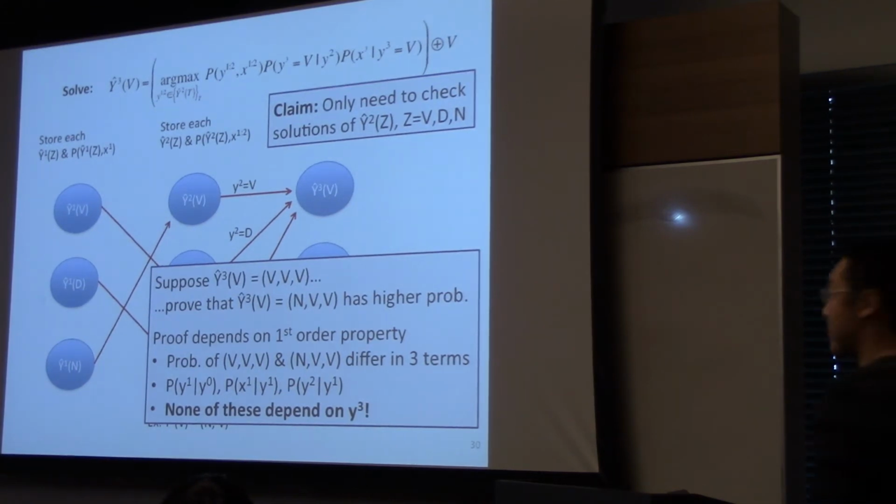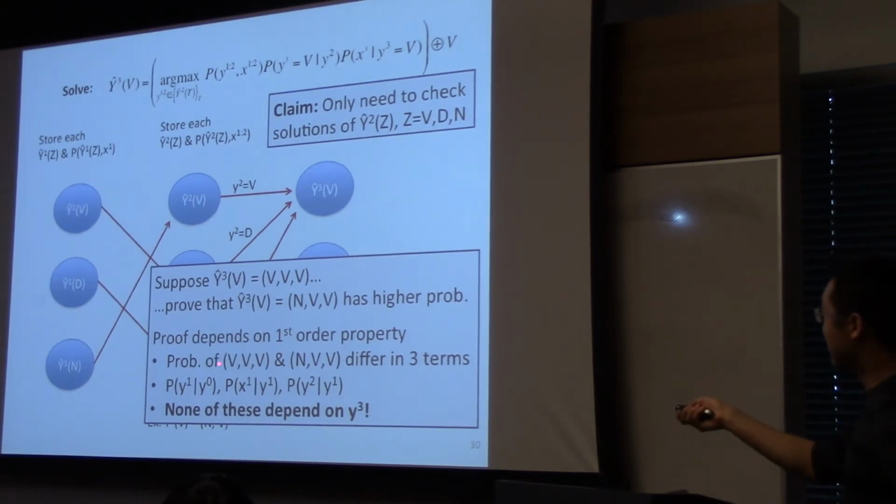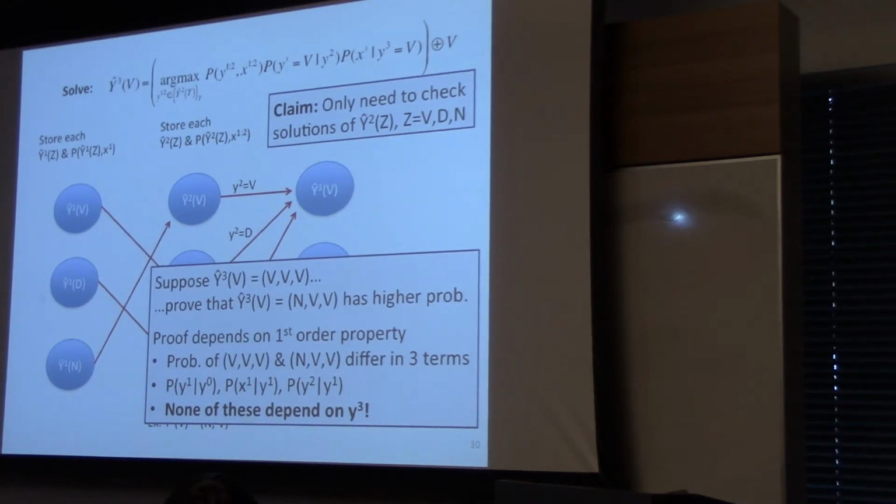That's the memoryless property. If you look at the probability distribution of a hidden Markov model, the probability difference of these 2 subsequences only differ in these 3 terms, none of which depends on y3. And this argument, of course, generalizes to arbitrary length. I'm just showing you for length 3. And that's how I can prove that this algorithm is correct.